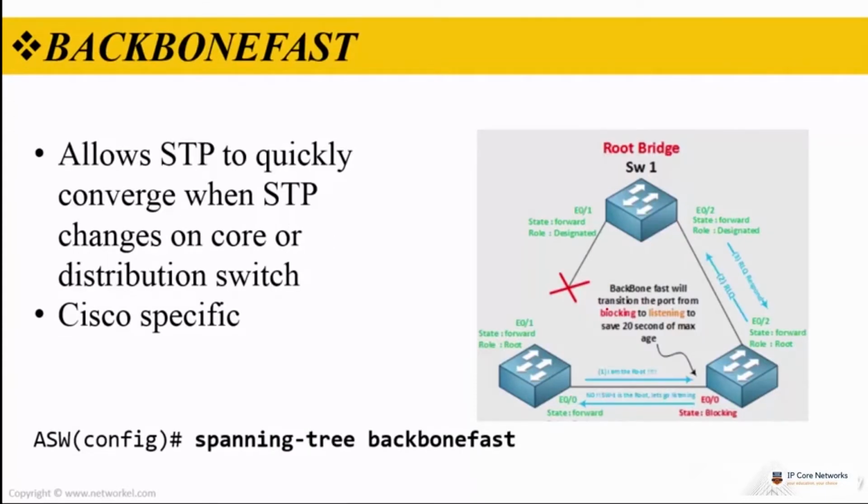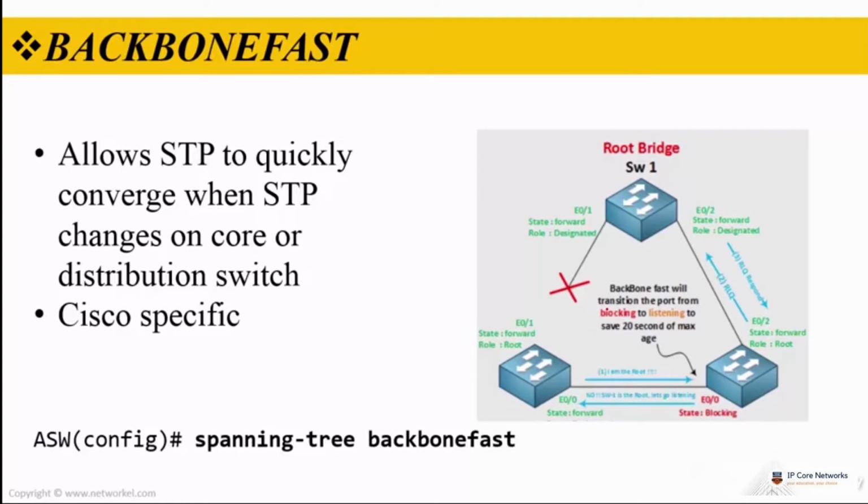The second feature is BackboneFast, which allows STP to quickly converge when STP changes on a core or distribution switch. And that's also a Cisco specific feature. BackboneFast is meant to resolve a connection failure on the backbone. By using this, if a switch receives a root BPDU with the sending switch's address as the root, it will know it has a broken link.